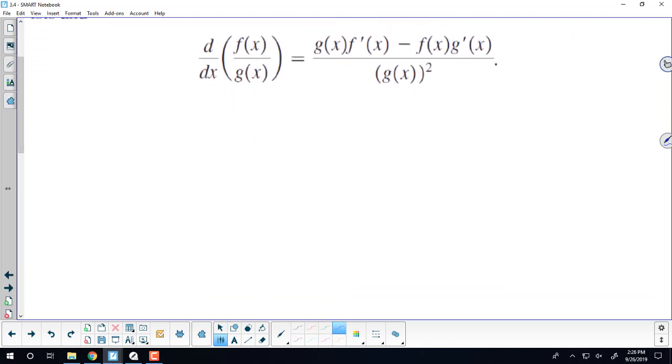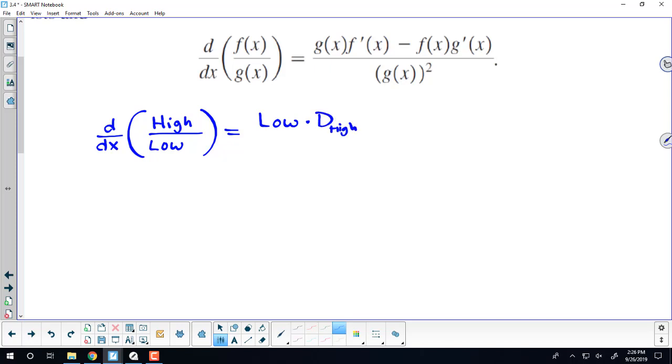I think there are two typical ways that people remember this. One is to refer to the top function as high and the bottom function as low. So the derivative of the quotient then is low d high minus high d low, all over low squared.